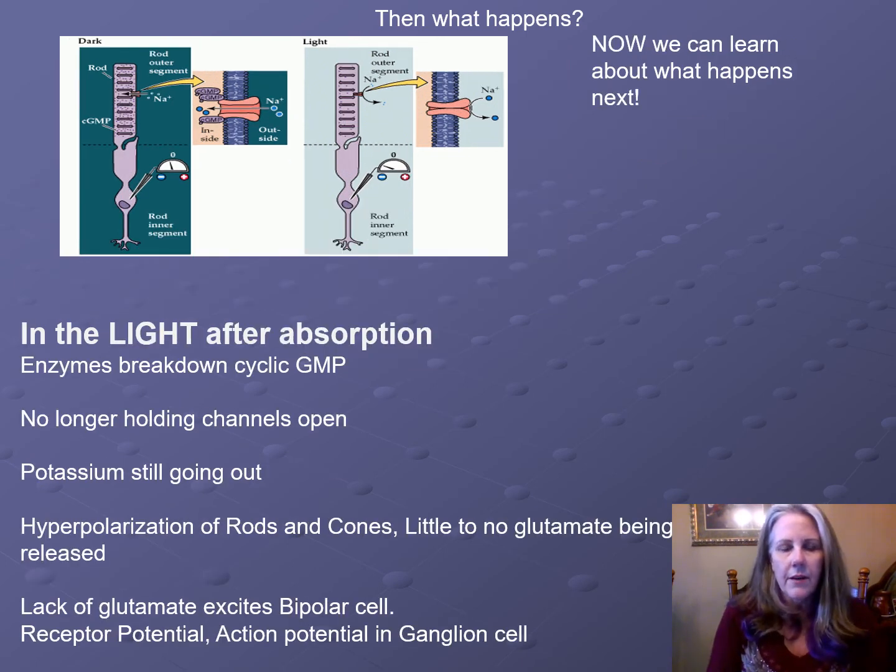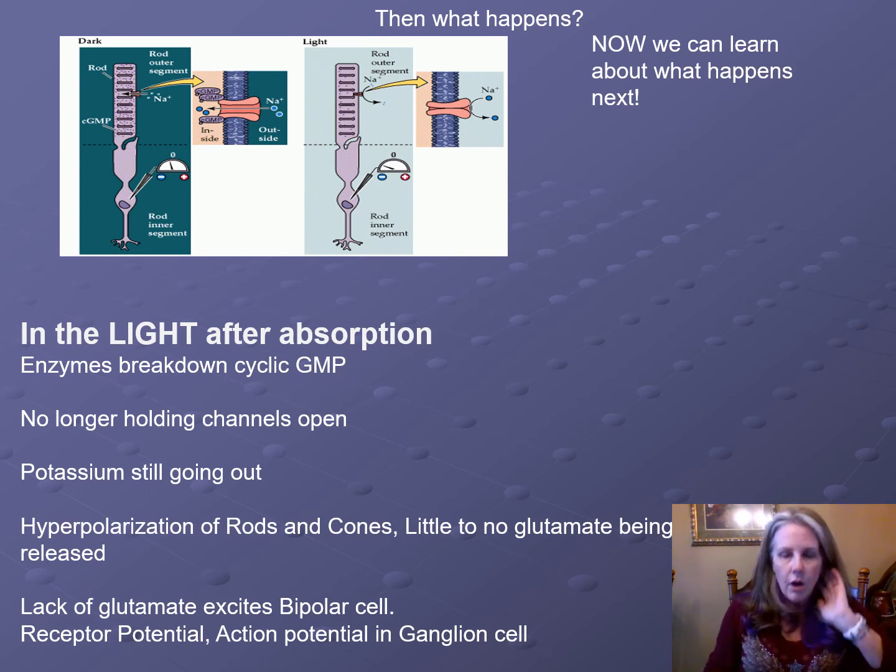All right, now we're in the light and we're finding out what happens next. In the light, after absorption, the enzyme is going to break down the cyclic GMP. Remember what you just learned about cyclic GMP? It was holding open the sodium channels. So if cyclic GMP is being broken down, it's no longer going to hold open the sodium ion channels. So no more sodium rushing into the cell. However, potassium is still going out of the cell. So no sodium going in, potassium is rushing out.